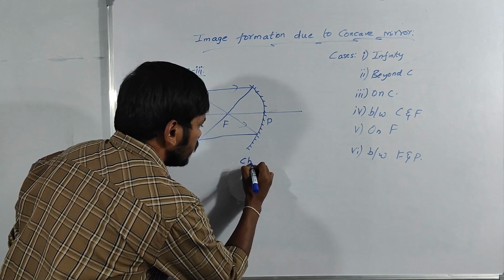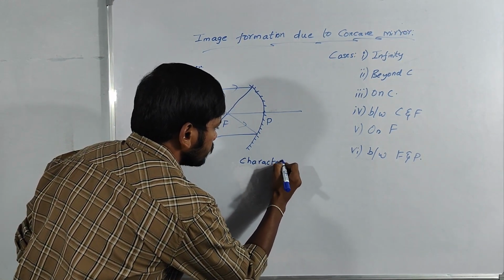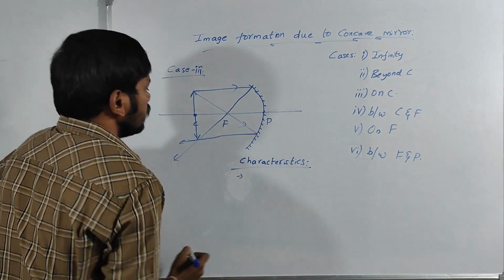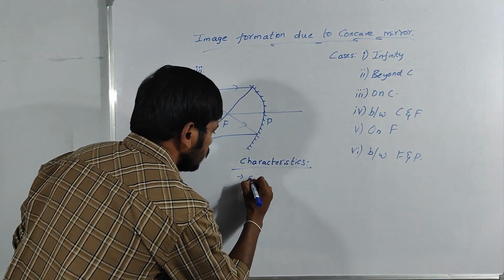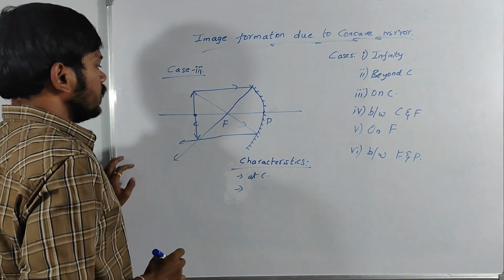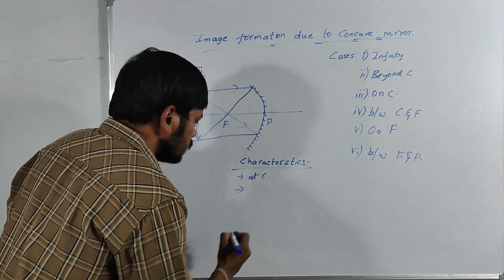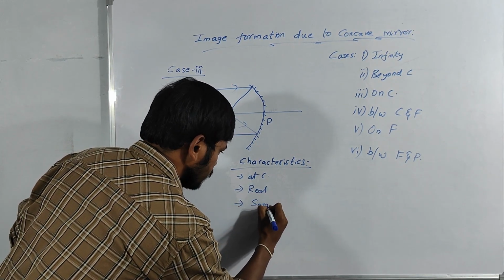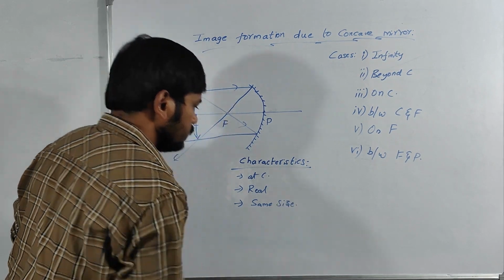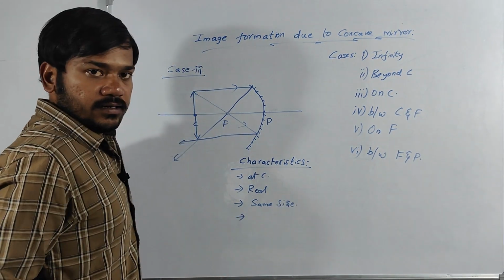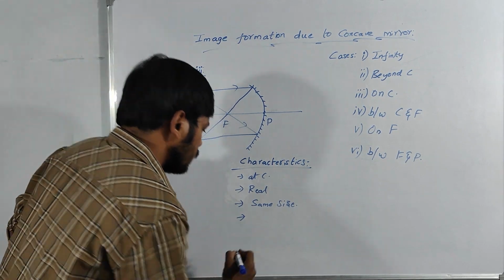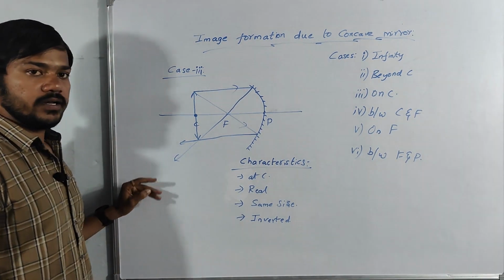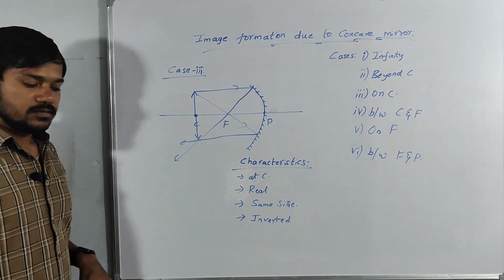Now let us discuss the characteristics. What is the first one? Where is it formed? At C. Second one, is it real or virtual? It is real. What about size? Same size. Is it erect or inverted? It's inverted. This can be asked for a 2 mark question.